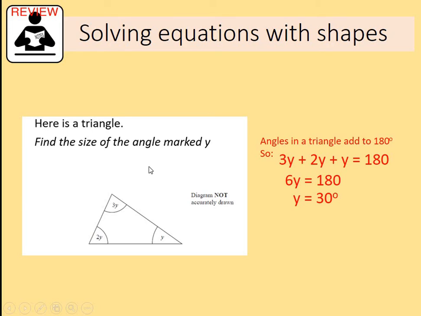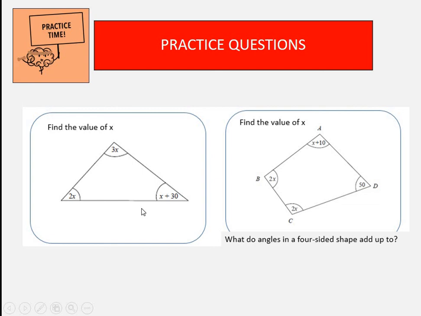And I know that angles in a triangle add to 180, so I can form an equation that says 6y equals 180 degrees. So 1y must equal 30 because if I divide it all by 6, that gives me the value of 1y. So this angle here would be 60, because that's 2 of those, and this angle here would be 90, even though it doesn't necessarily look like 90 degrees, and they would all add up to 180. And here are some practice questions for you.